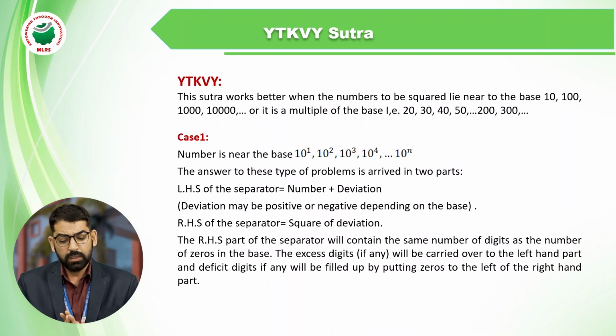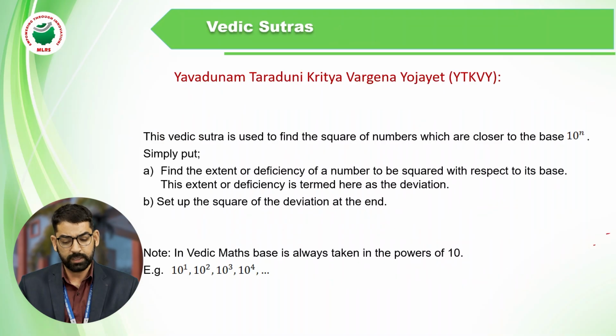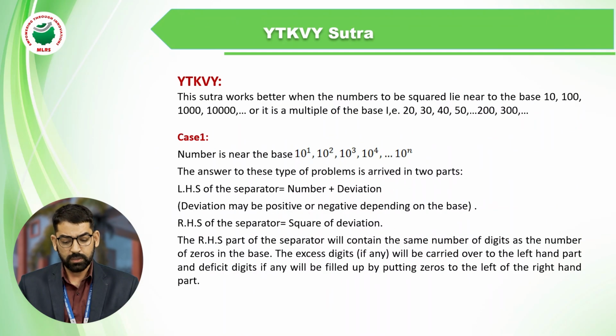So this sutra YTKVY, which is Yavadunam Taraduni Kriti Vargena Yojayat, works better when the numbers to be squared lie near the base 10, 100, 1000, 10,000. And in the second case, if it is a multiple of the base, that is 20, 30, 40, 50, 200 or 300. But in this lecture, we are starting with the first case, when the number is near the base 10 to the power n, which is 10, 100, 1000, 10,000 and 10 to the power n.